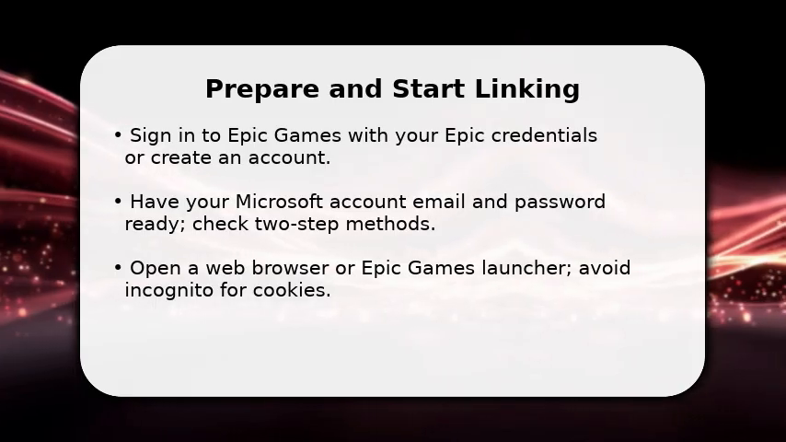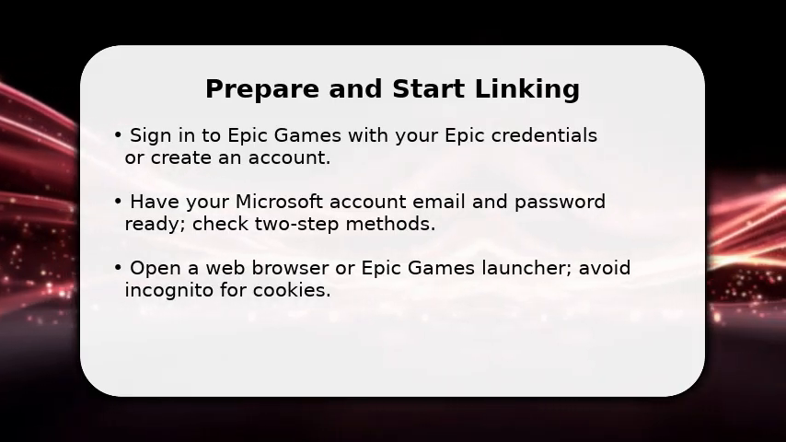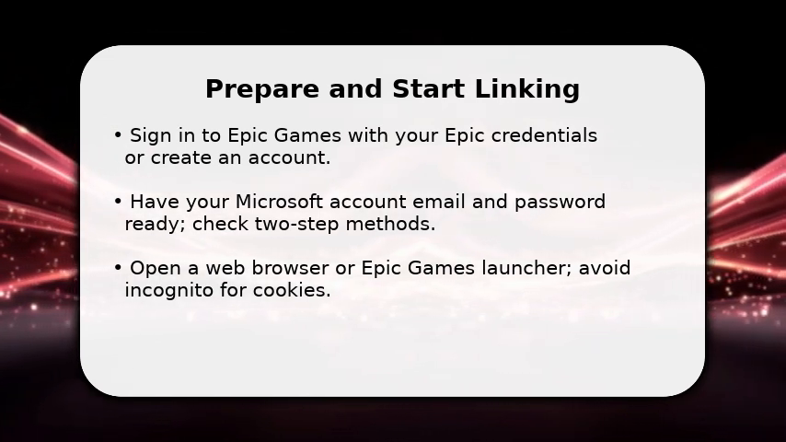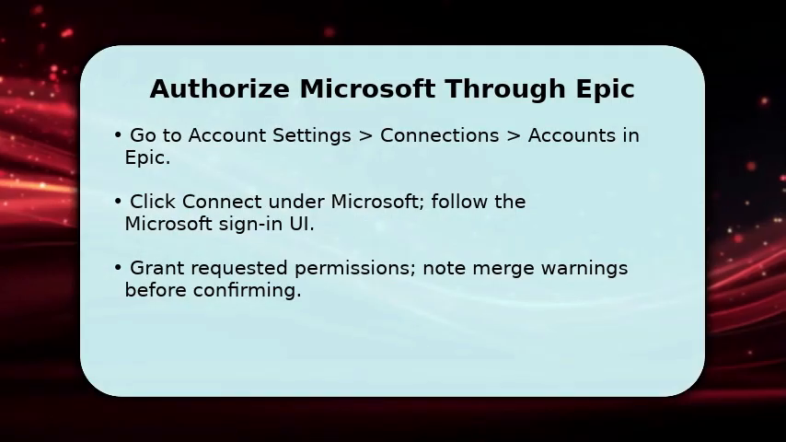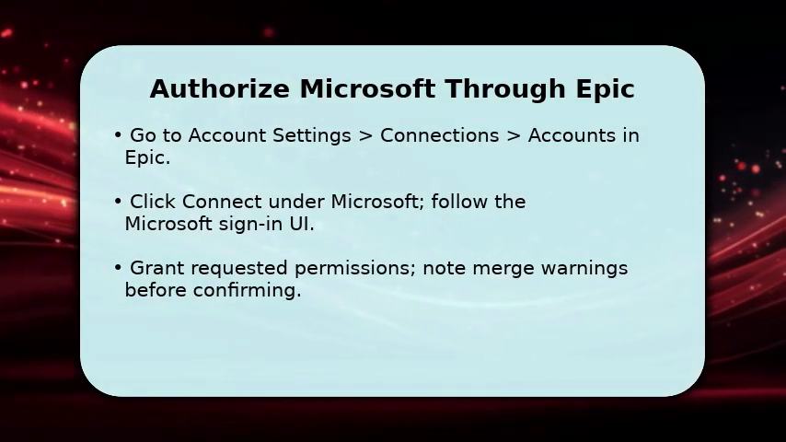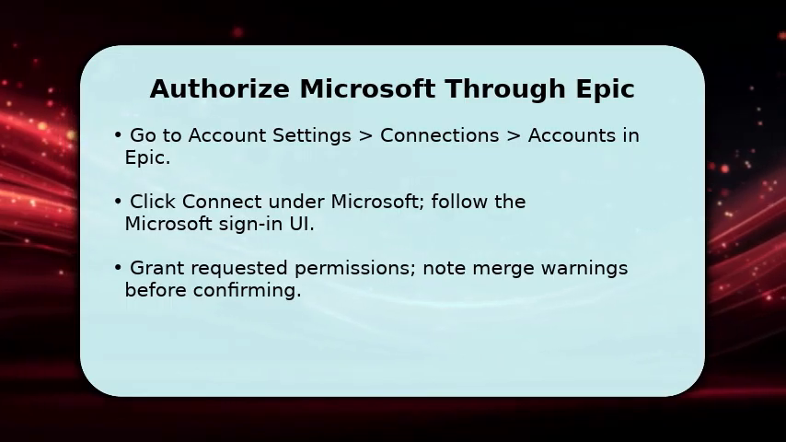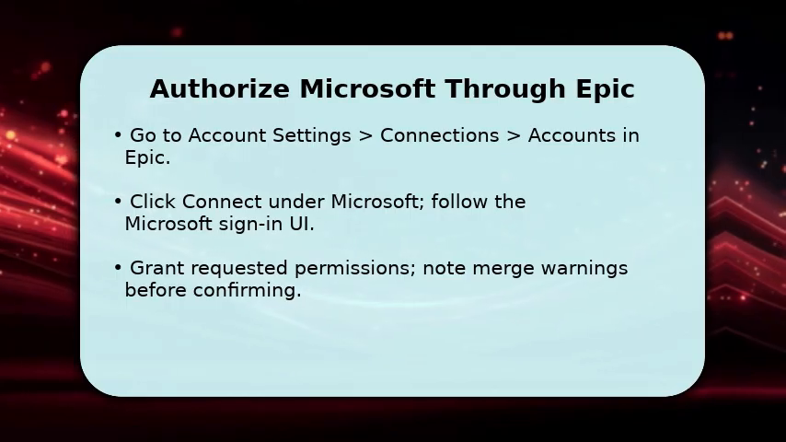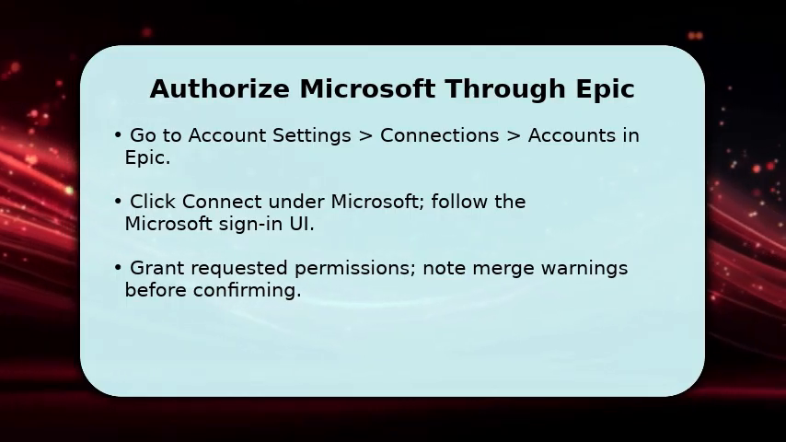This first step initiates the OAuth flow that will allow Epic to connect accounts securely and preserve your game progress and purchases. Next, go into Epic account settings, choose Connections, then Accounts, and click Connect next to Microsoft. You will be redirected to the Microsoft sign-in interface, enter credentials, and accept any multi-factor prompts.